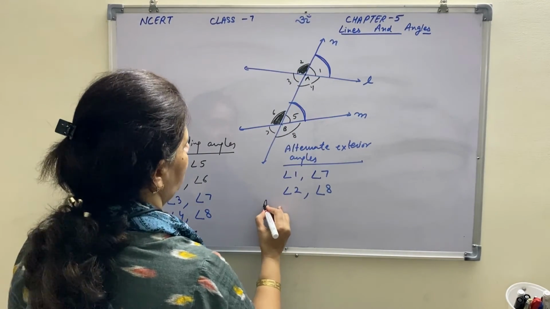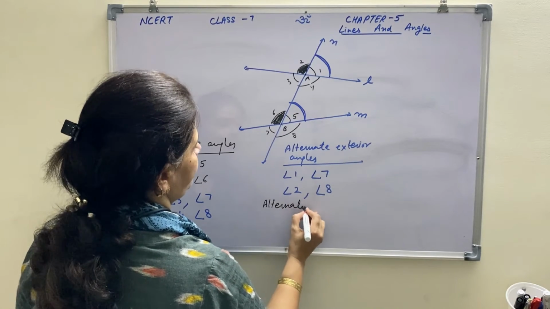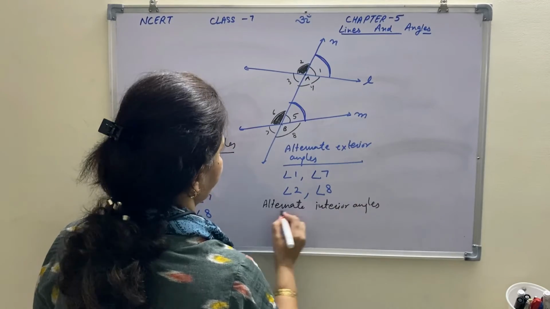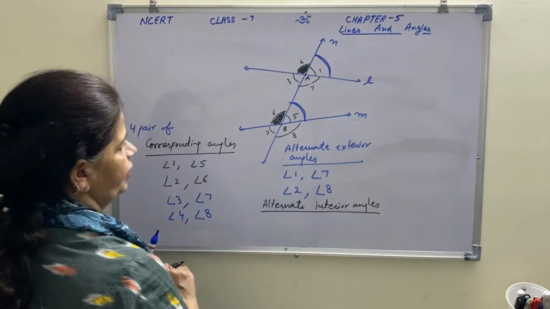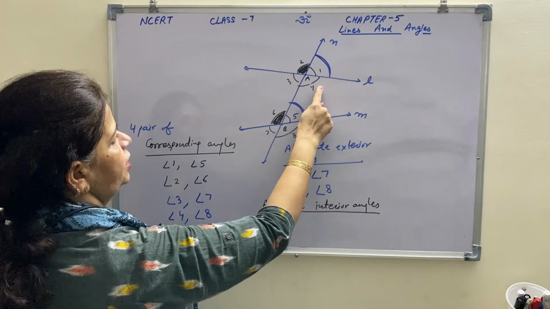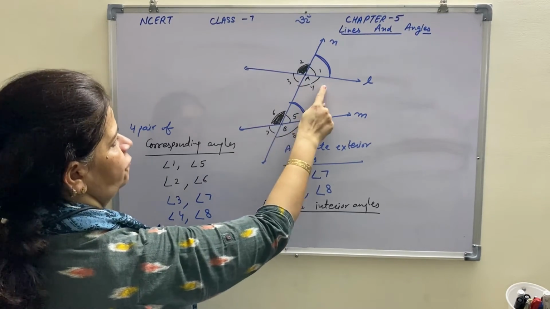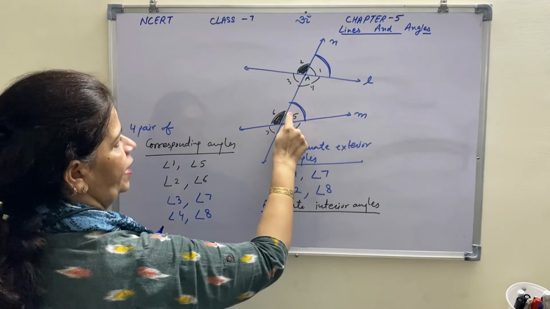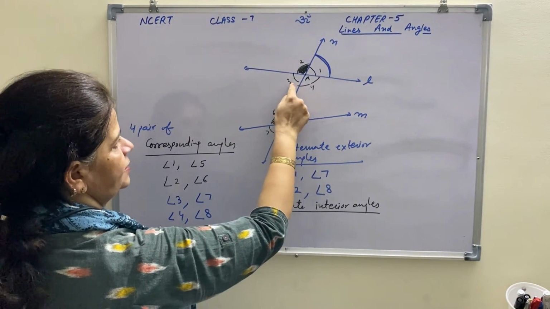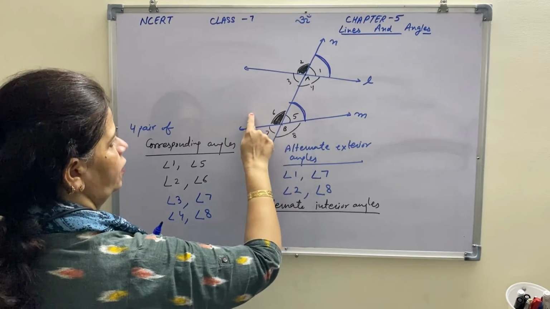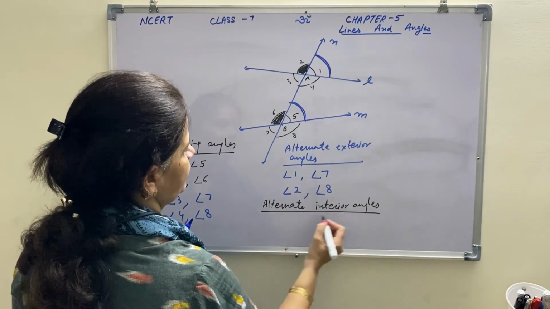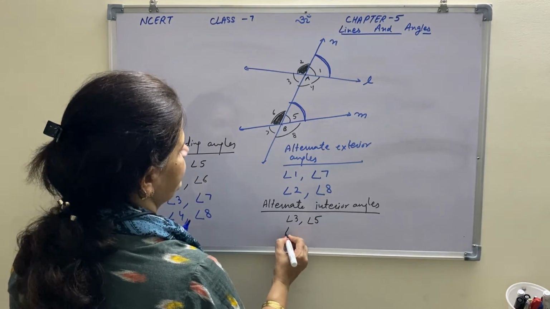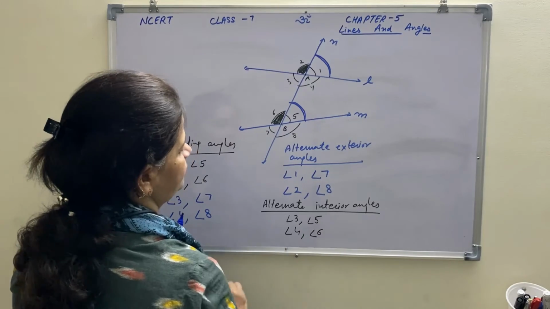After this we have alternate interior angles. Again we have 2 sets of alternate interior angles. Interior angles are 3, 4, 5 and 6. And alternate interior are 3 and 5, 4 and 6, crossing angles. So 2 pairs of alternate interior angles are angle 3 and angle 5, and another is angle 4 and angle 6.